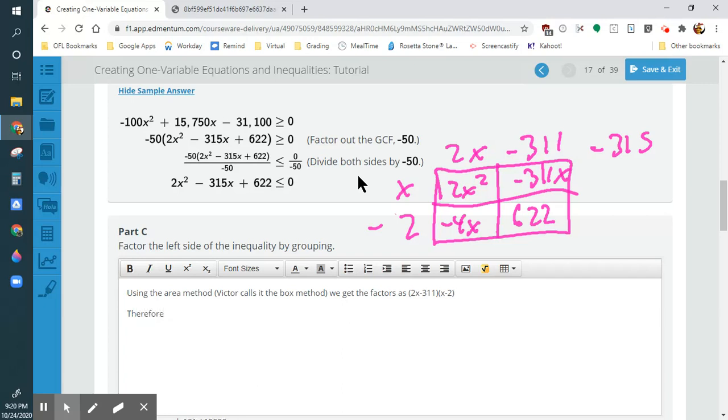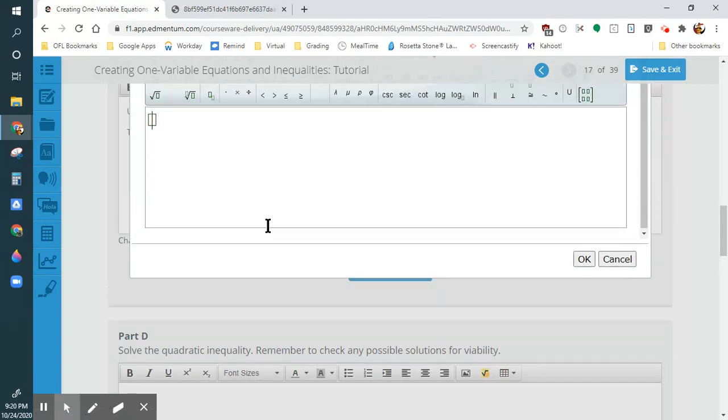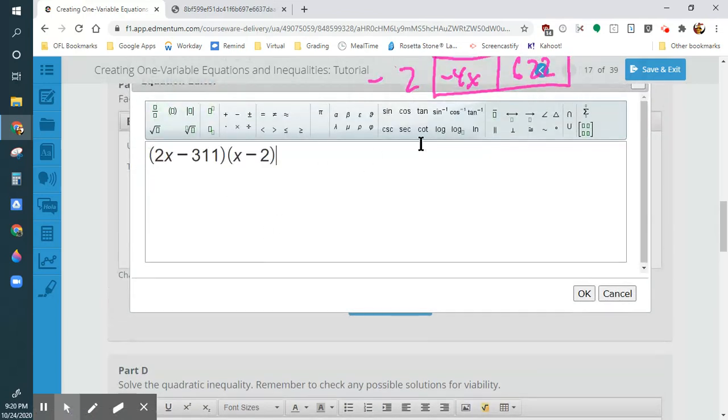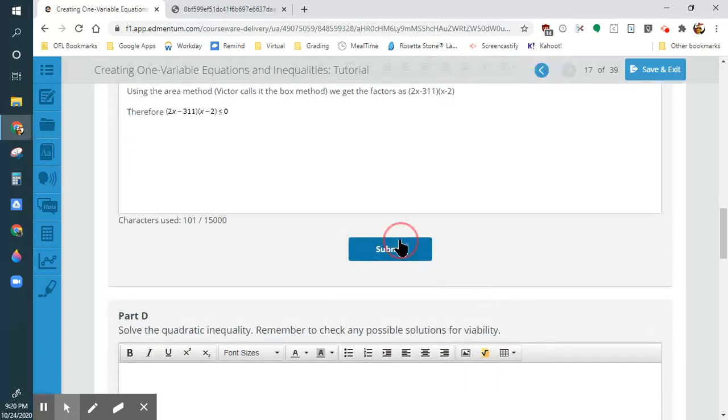Therefore, and me being lazy, I'm just going to copy this. Is less than or equal to, where's the less than or equal to sign? 0. Submit that.